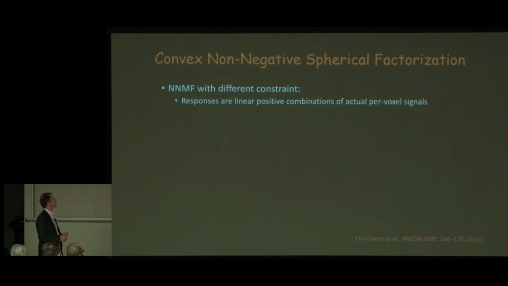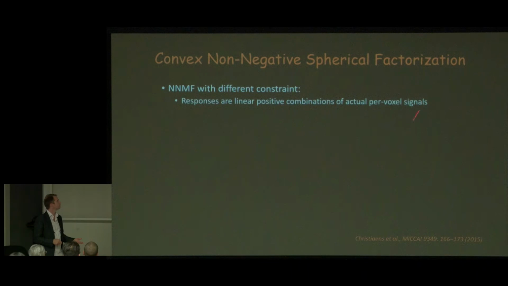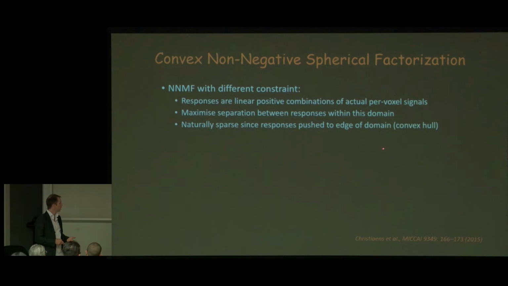And more recently, Dan Christiaens has come out with a much more sophisticated framework, which is called convex non-negative spherical factorization, which I have to admit I'm a bit hazy on because it seems really complicated. But it's essentially a non-negative matrix factorization where you now assume that the responses are linear positive combinations of the actual per voxel signals, which is pretty much what we assumed anyway. And we want to maximize the separation between the responses within this domain. What it does is it pushes the responses out to the outer edges of the domain, and so you have a convex hull. It's all very complicated. I'm not sure I'm explaining it very well, but if you look at the paper, it's a MICCAI paper, you might make more sense of it than I did initially.